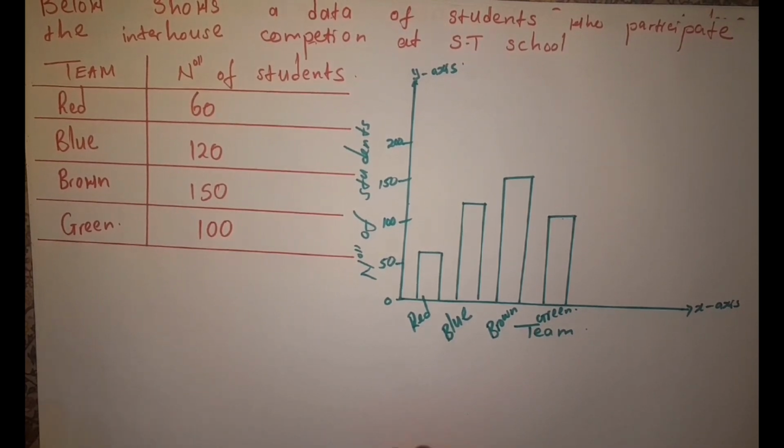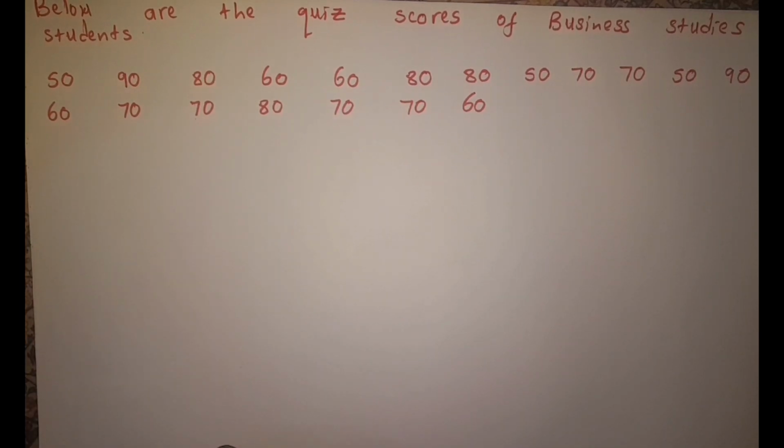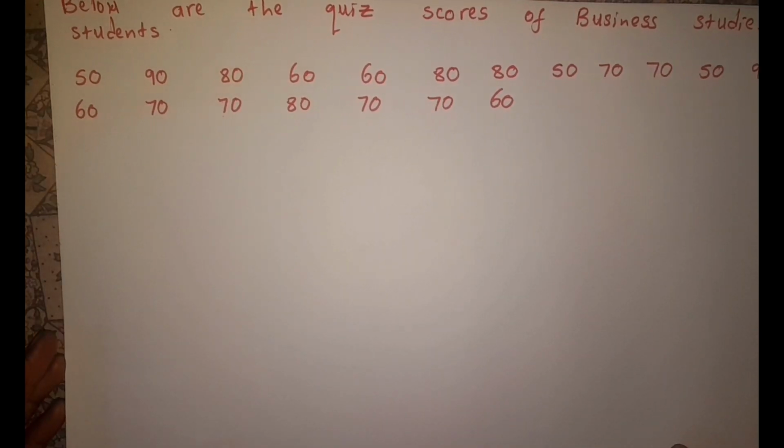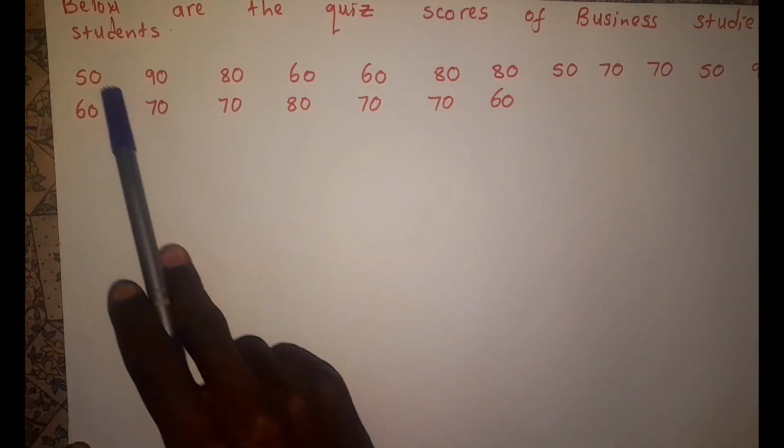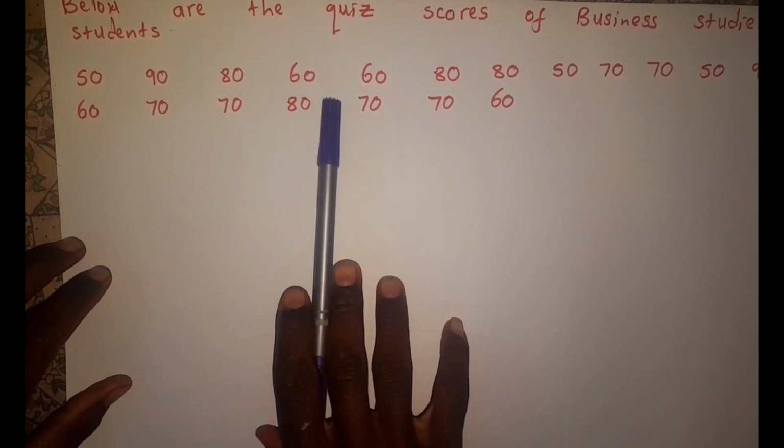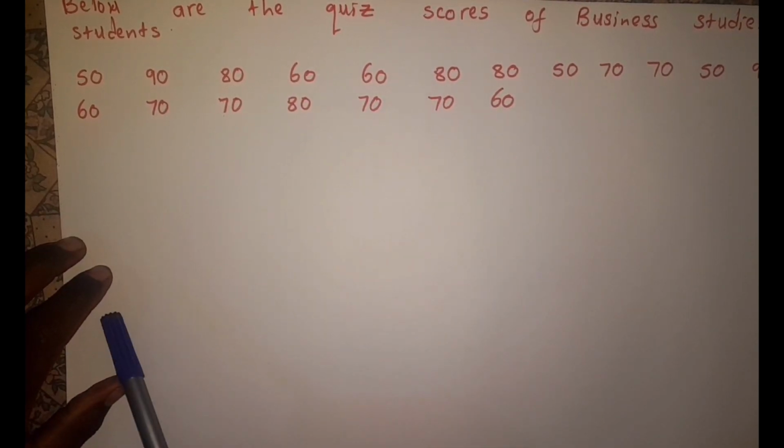So let us look at the second example. Here we are just given data which is ungrouped, it's not even arranged. So first we need to arrange our data. We're going to draw our frequency table so that we'll be able to represent the information on a simple bar chart. Let us read the statement given. It says, below are the quiz scores of business studies students. These are the marks scored by the business learners.